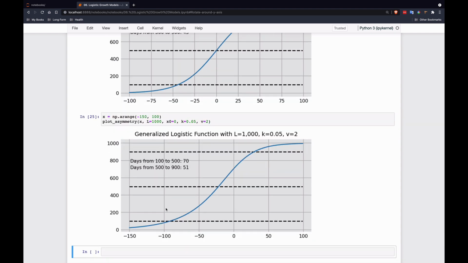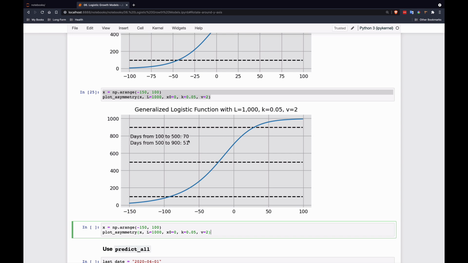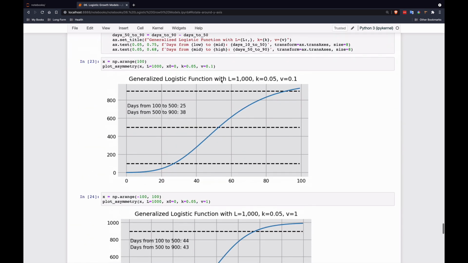And as you can see here, we just look at the summary over here. It took 70 days to go from 100 to 500 and only 51 days to go from 500 to 900. So there's faster growth after reaching the midpoint, and it has a long tail on the left side. You'll also notice, and I'll make one more graph here, that the total number of days is affected. So the total travel time from 100 to 900 here is much greater, 120 days versus what we began over here with V equals 0.1, which was 63 days.